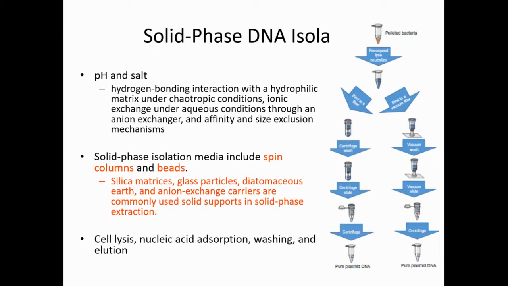Okay, and you can use the silicon matrix, glass matrices, diatomaceous earth and an ionic exchange carrier. These are commonly used as a solid support in the solid phase extraction. So for example, the diatomaceous earth extraction. The diatomaceous earth, also known as diatomite, has a silica content as high as 94%, and can be used for filtration and in chromatography.